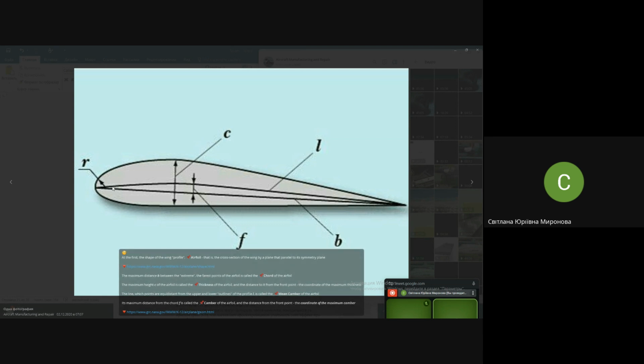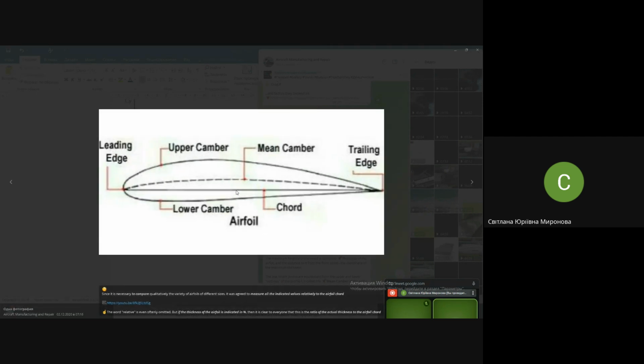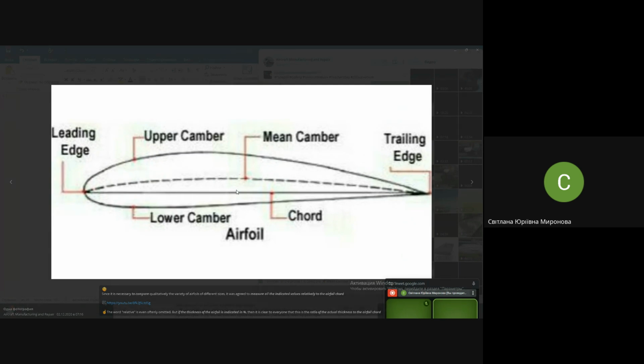And there is another important characteristic of profile, which is called chord. Here it's even better visible where the mean camber is, where the chord is. Chord is the distance between the very first point, the very left point of the profile of the airfoil, and the very right point of the profile. It's like the distance from beginning to the end. And chord is a piece of straight line, always.